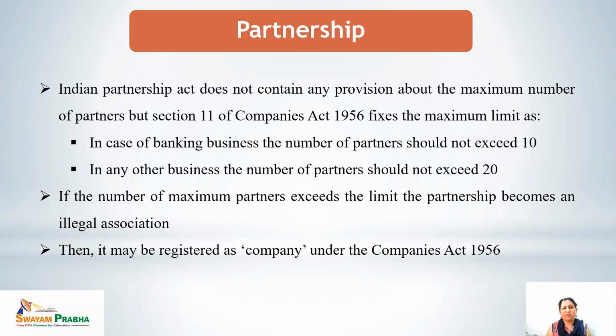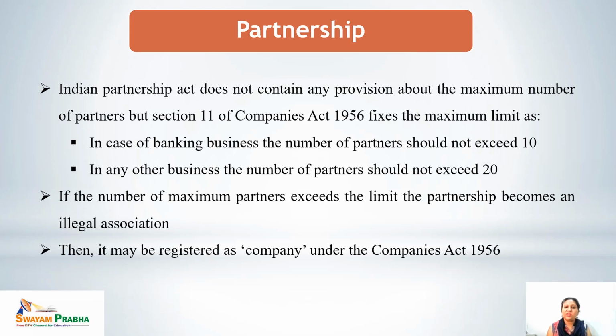The Indian Partnership Act does not give any provision regarding the maximum number of partners in a partnership business, but Section 11 of the Companies Act fixes the maximum number of partners. Section 11 of the Companies Act says that in case of banking business, the number of partners should not exceed 10, and it cannot exceed 20 in any other business.